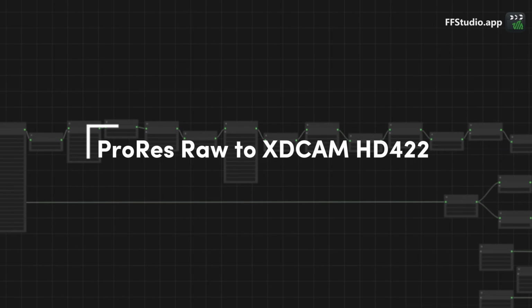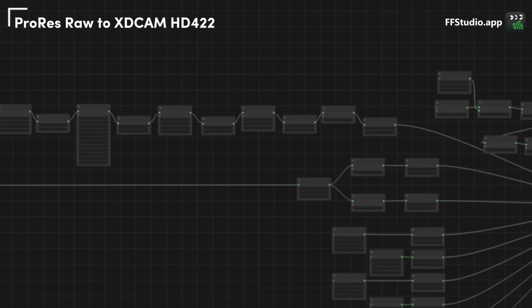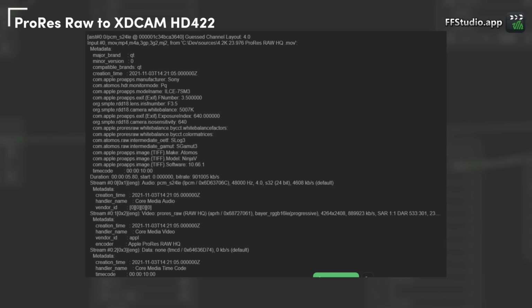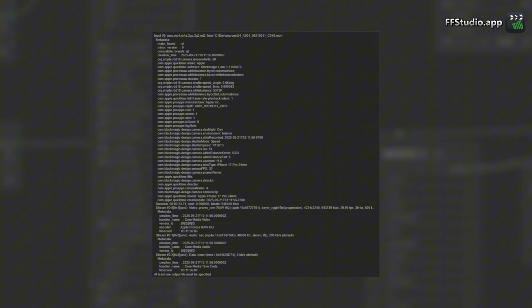Today we're going to look at the FFmpeg graph pipeline for ProRes conversion. We will cover two cases. First one is ProRes with S-Log3 gamma for Broadcast MXF, and second one is still ProRes RAW but with the generic gamma to Broadcast MXF.